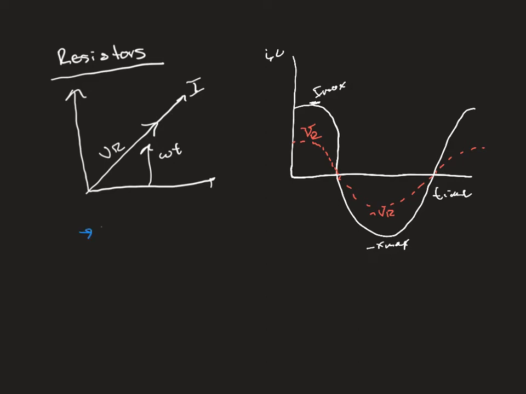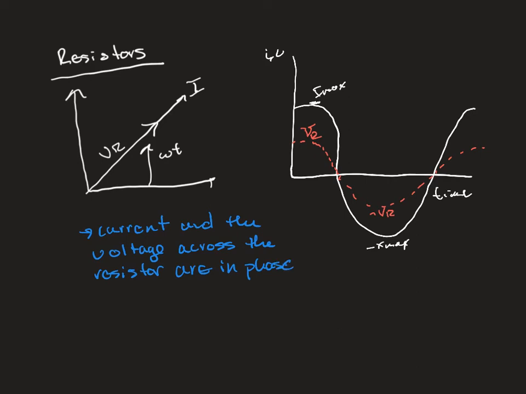So we're going to say that the current and the voltage across the resistor are in phase with each other.